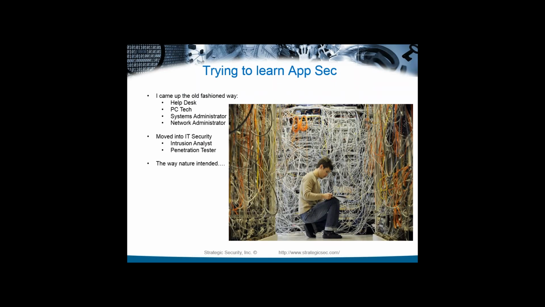Most of you came up the old-fashioned way. You were help desk, you were PC tech, you were systems administrator, you were network administrator. For me personally, that was my learning path, right? I started literally selling computers at Staples. Then I got a help desk job. Then I got a system administration job. Then I got a network administration job. Then I got a security job. Like I literally went through those steps on the systems and network side.